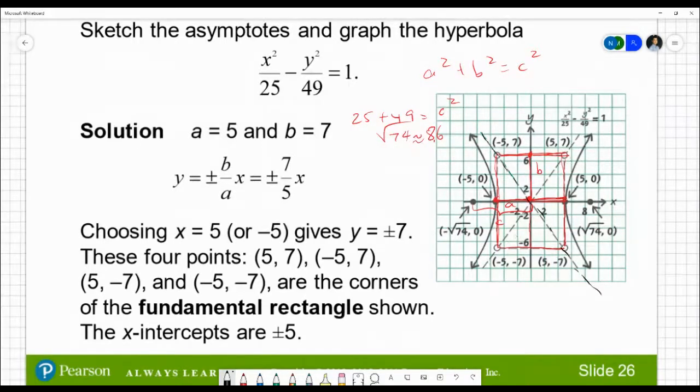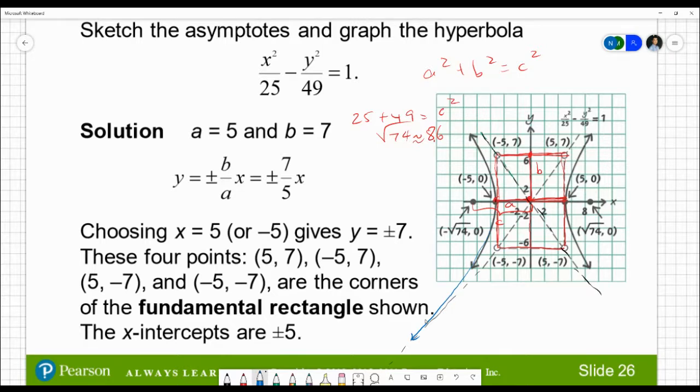So this asymptote right here. And then to sketch it, we start from the vertex and move towards the asymptotes. Of course, this asymptote will stretch to infinity, so we follow along this path as it gets closer and closer to it. Okay, questions?